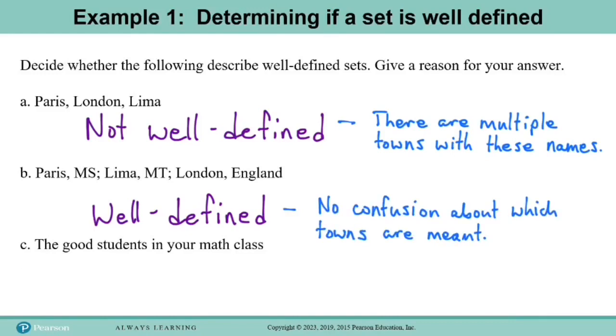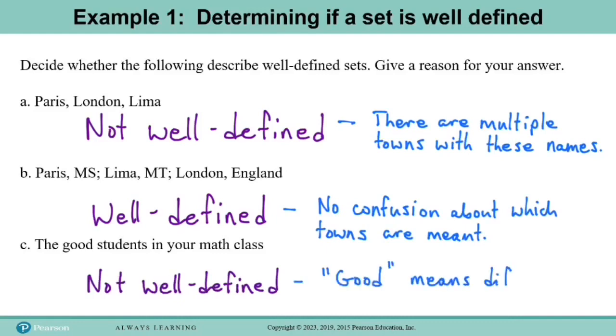In part C, it says the good students in your math class. Well, this is not a well-defined set because different people might mean different things by the word good. So one person might say that a good math student is one who shows up every day and tries really hard and always pays attention, and it doesn't matter what they make on the tests. And another person might say, well, a good math student is somebody who always has good grades on the test. And so there can be 2 different opinions, and that means that this is not a well-defined set.